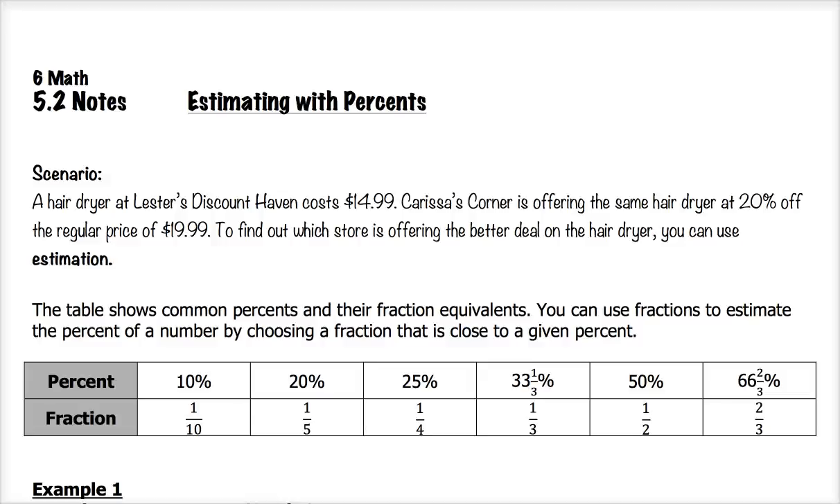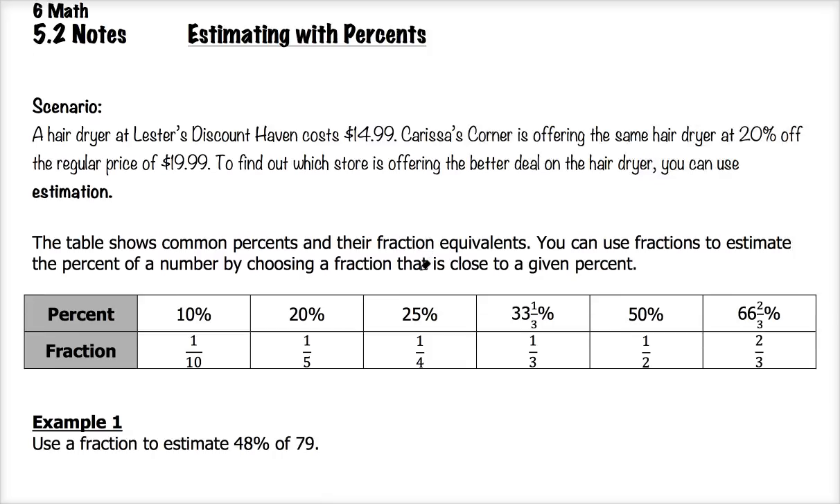Hey there, 6th grade. We're going to continue with percents in this next video by learning how to estimate with percents. So if you'll read this scenario I have at the top of the page, it says a hairdryer at Lester's Discount Haven costs $14.99. Carissa's Corner is offering the same hairdryer at 20% off the regular price of $19.99. So to find out which store is offering the better deal, we can estimate with those percents.